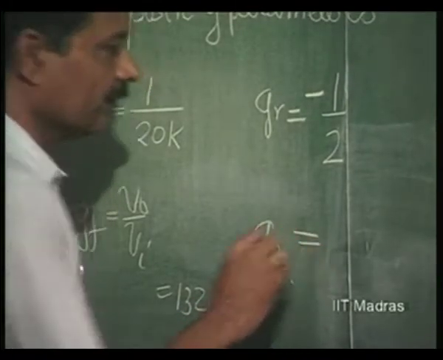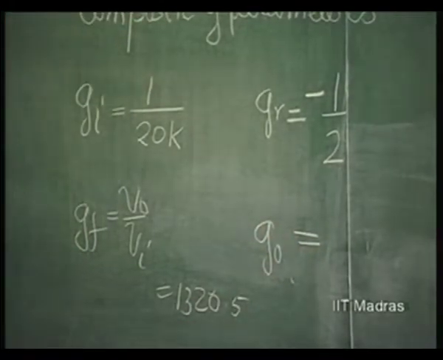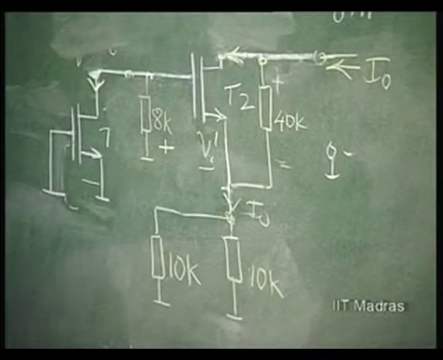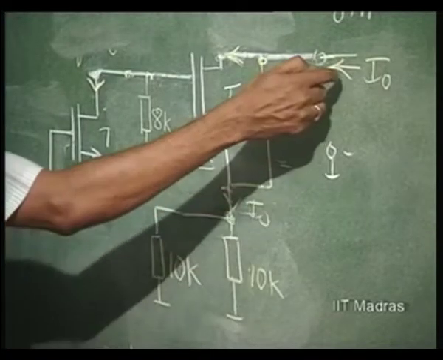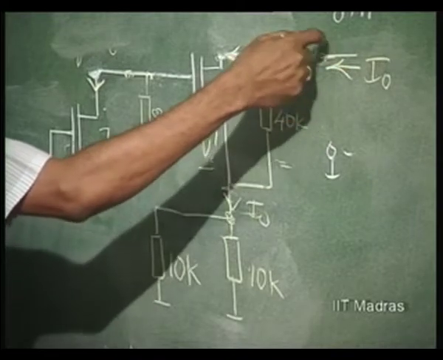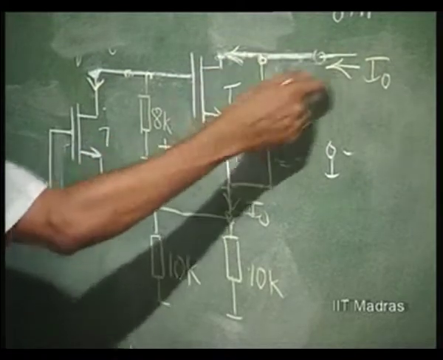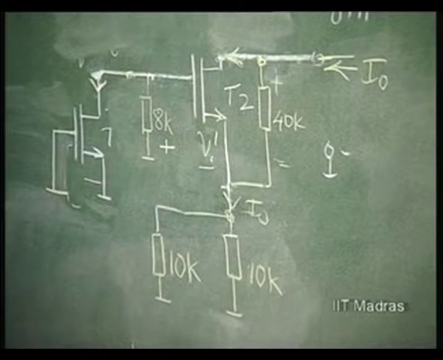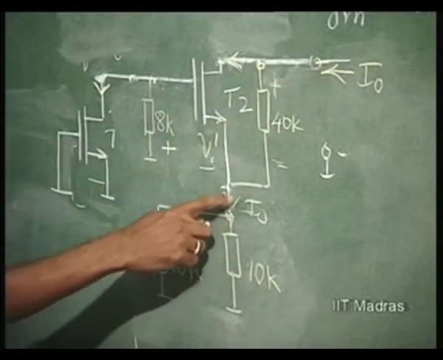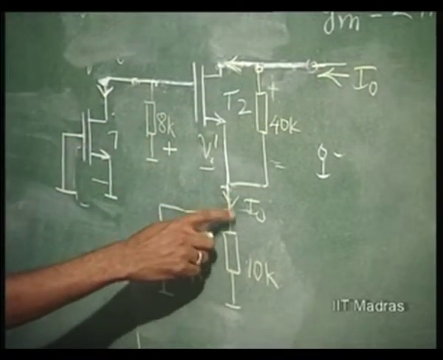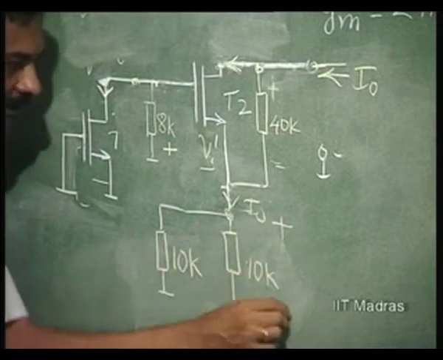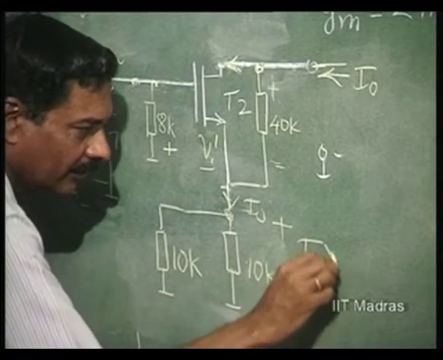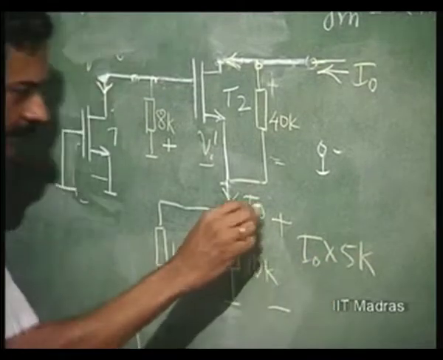What is G naught? G naught is, obviously, we have to evaluate V naught when I naught is the pumped in current. If I naught is the pumped in current, this is I naught, and the voltage across this is I naught into 5k. This is the voltage across this.